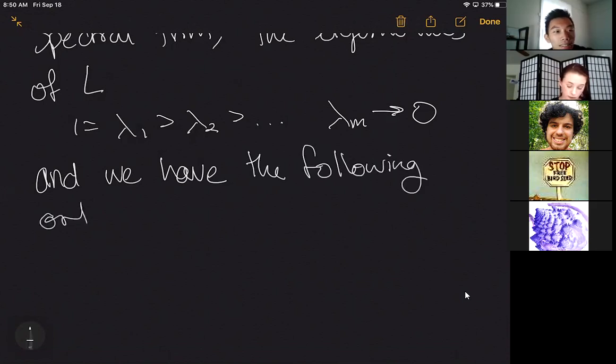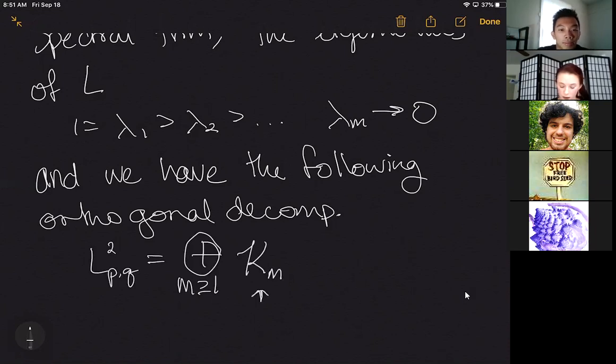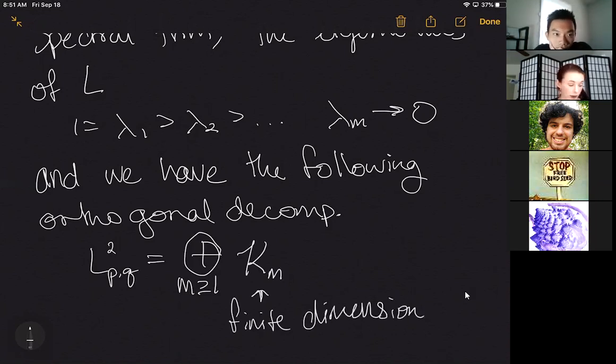The following orthogonal decomposition. This is just from the spectral theorem. We can decompose L2 according to the eigenspaces of our operator L. And again, these eigenspaces are finite dimensional.